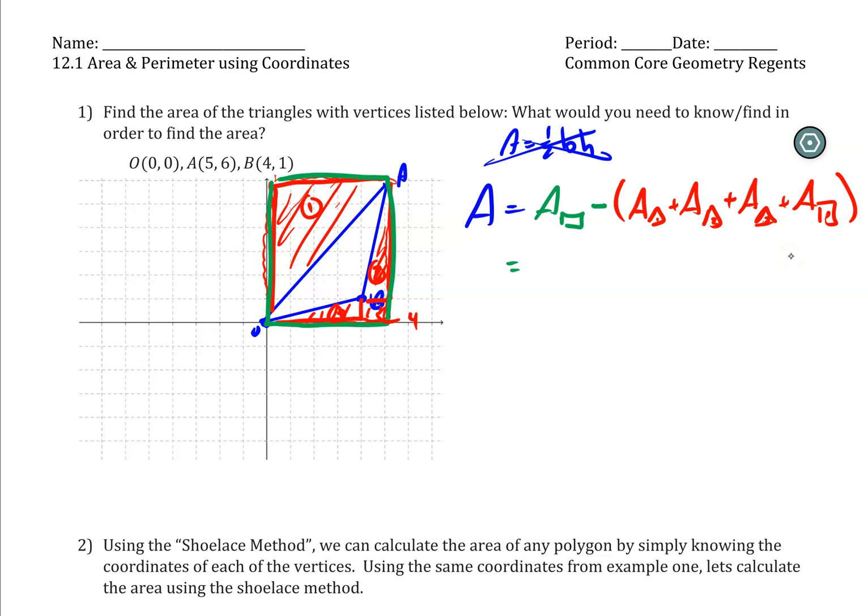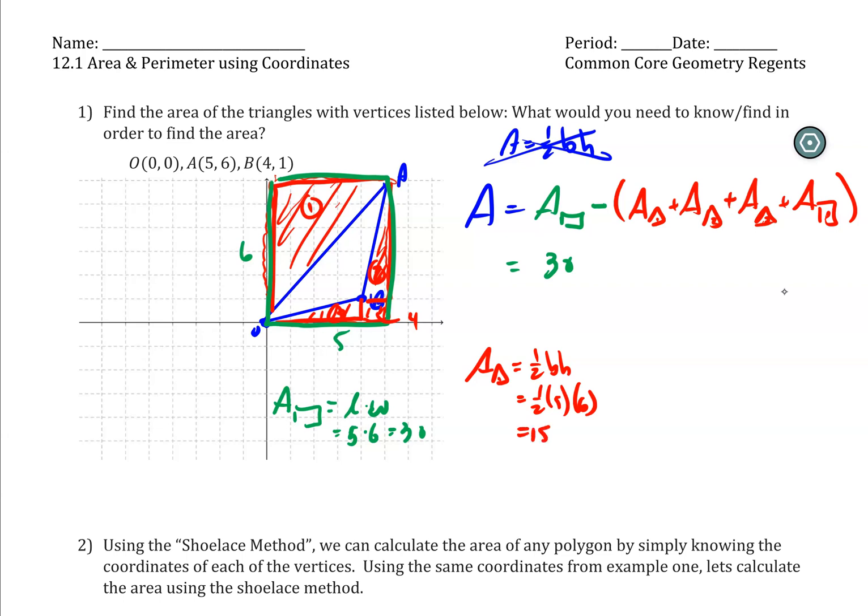So area of the rectangle, this is 6, this is 5. So the area of the rectangle is just going to be length times width. So that's 5 times 6, so that's 30. That one wasn't bad. We can find the area of each piece. So the area of the first triangle is going to be 1/2 base times height. Let's call one a base, one a height. So that's 1/2 times 5 times 6. So that's half of 30, which is 15. So again, we're subtracting here 15 plus the area of this second one here.